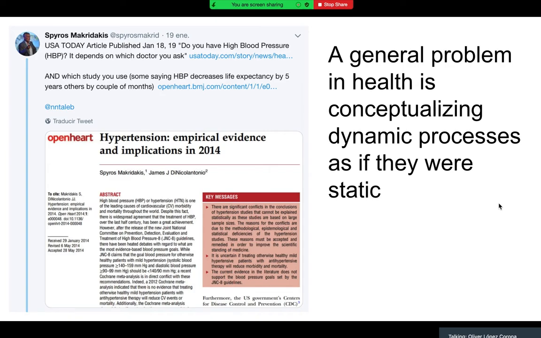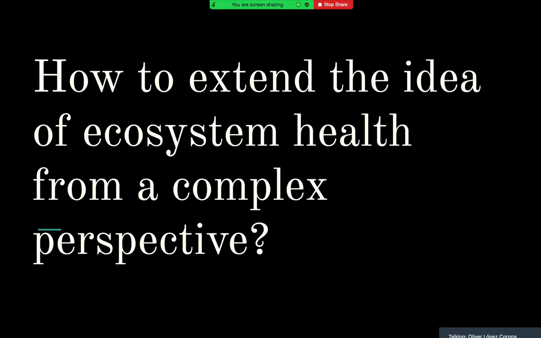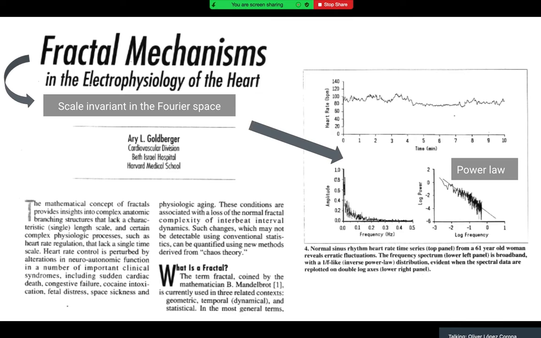So a general problem in health is conceptualizing dynamic processes as if they were static. This has been pointed out many times by Spiro Markidakis. So how to extend the idea of ecosystem health from a complex systems perspective? We started with the seminal work by Goldberger that identified that human physiology falls into this scale invariant behavior described by power laws.